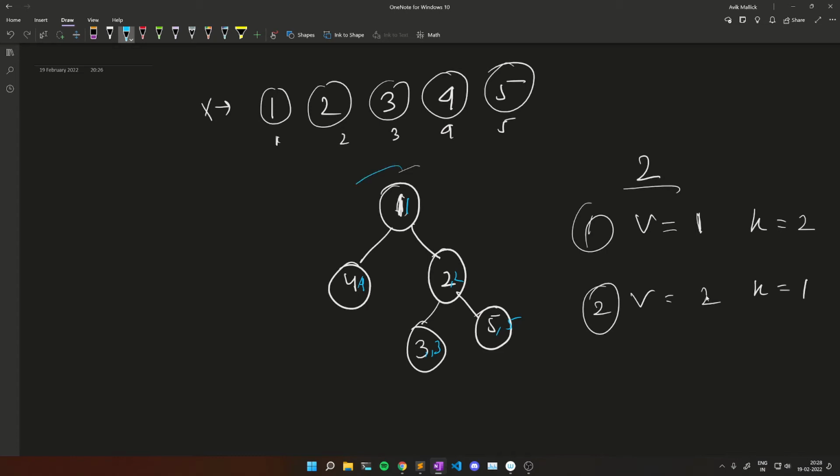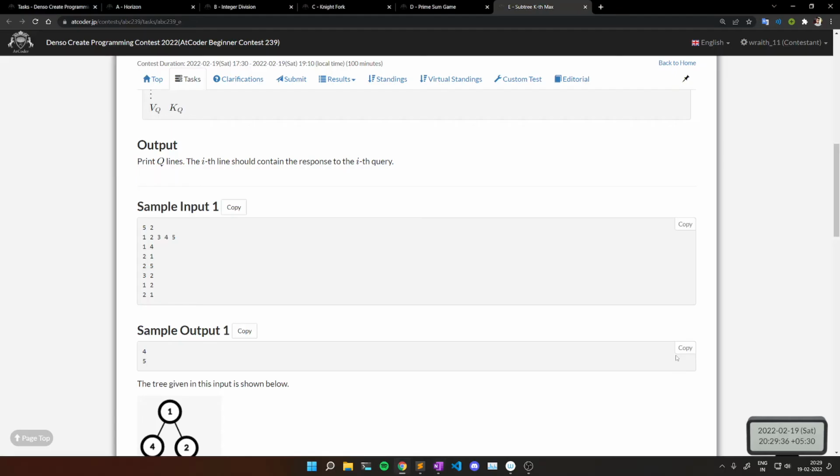Now in this subtree, what is the second maximum value? The second maximum value is 4. So for this one the answer will be 4, and the next query is for the subtree with vertex 2. So this is vertex 2, and the subtree formed by this vertex is 2 3 and 5, and in this subtree the first largest value, which is nothing but the largest value in this subtree, is 5. So for this one the answer will be 5. So yeah, the output is 4 and 5.